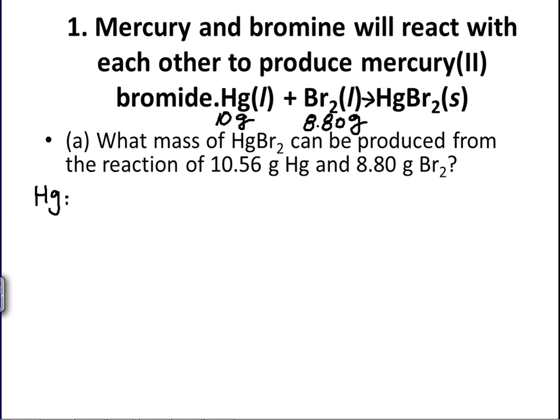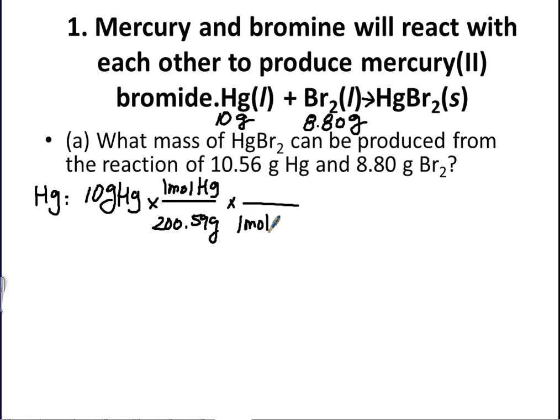So for Hg, I thought I worked it out. Oh, there it is. Okay. So here's 10 grams of mercury. Mercury has 200.59 grams per every 1 mole of mercury. Now I'm going to look at the molar ratio. It's 1 to 1, reactants to products. So for every 1 mole of mercury, I'm going to get 1 mole of HgBr2.